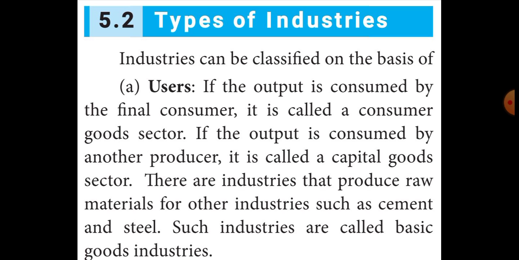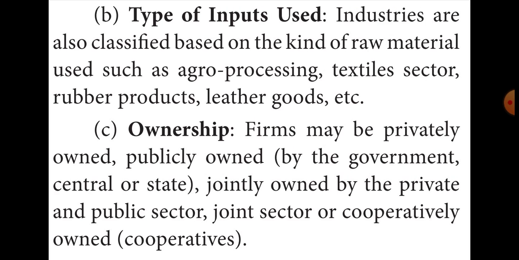Then the next type is the inputs used. That means industries are classified on the basis of the kind of raw materials, such as agro-based industries, textile sector, rubber products, leather industries, etc. Next, ownership. That means industries are owned privately, publicly, and jointly. Private means the industries are owned by private people.